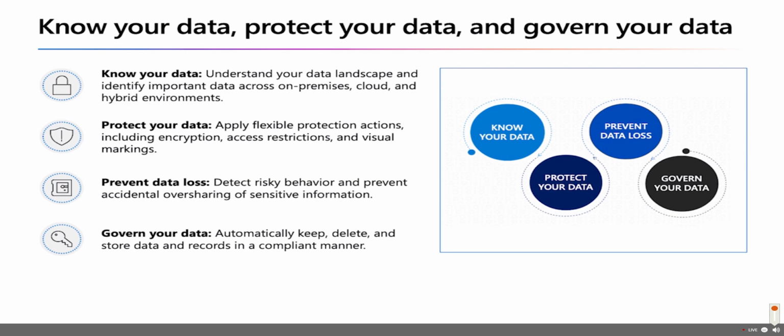With tools like trainable classifiers, you will be able to know your data by understanding your data landscape and identify important data across on-prem, cloud, and hybrid environments. Then you'll be able to protect your data by applying flexible protection actions, including encryption, access restriction, and visual marking. In addition, using data loss prevention policies and endpoint data loss prevention enable organizations to avoid data loss. Finally, capabilities such as retention policies, retention labels, and records management enable your organization to govern their data.